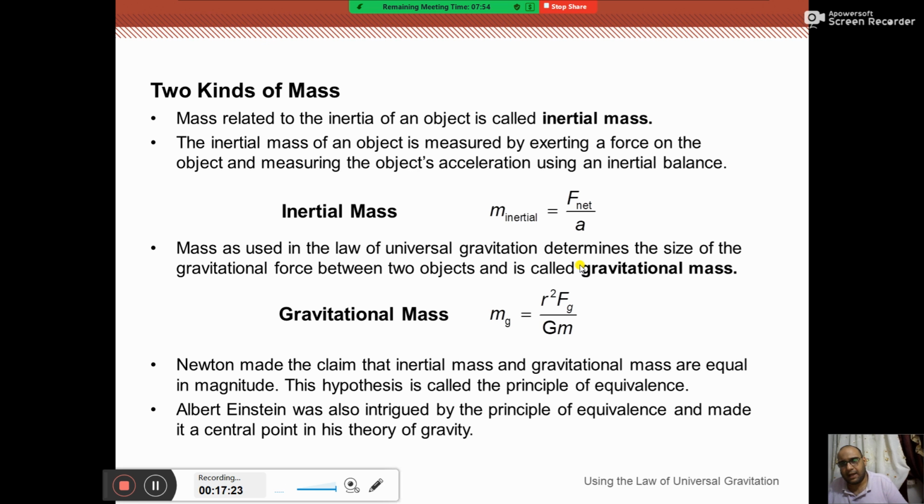Newton said that gravitational mass and inertial mass are equal to each other in magnitude. This hypothesis is called the principle of equivalence. Albert Einstein agreed with this principle of equivalence and made it a central point in the history of gravity. This part is not so important because I'm not going to relate the theory of relativity in this lesson.